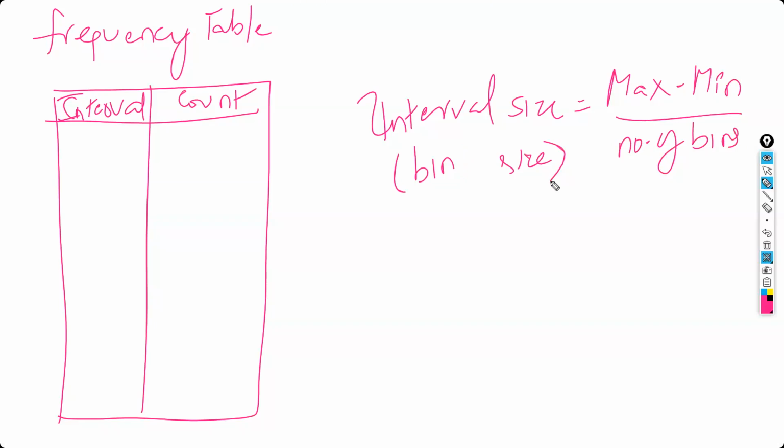Now I asked you to write the numbers. In those numbers, tell me what is the maximum number? What is the example you have taken? 100. What is the minimum number? 30. Now the number of bins. I am not fixing the number of bins. My requirement is size. What is the size? I want to go with 30 to 40.